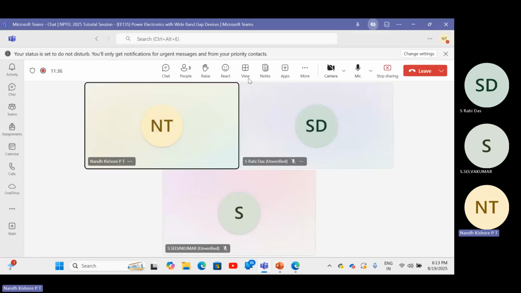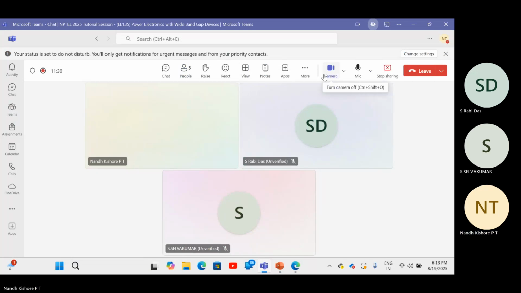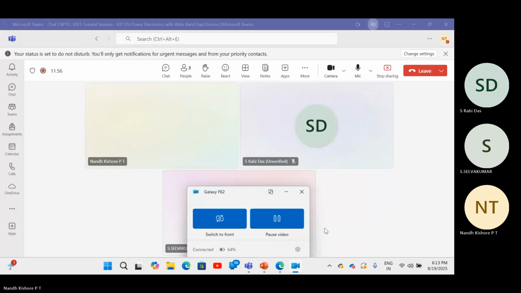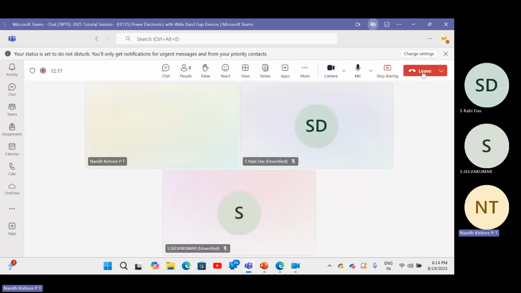Let me see if my camera turns on. Just a second. I don't know why the camera is not appearing, but yeah.